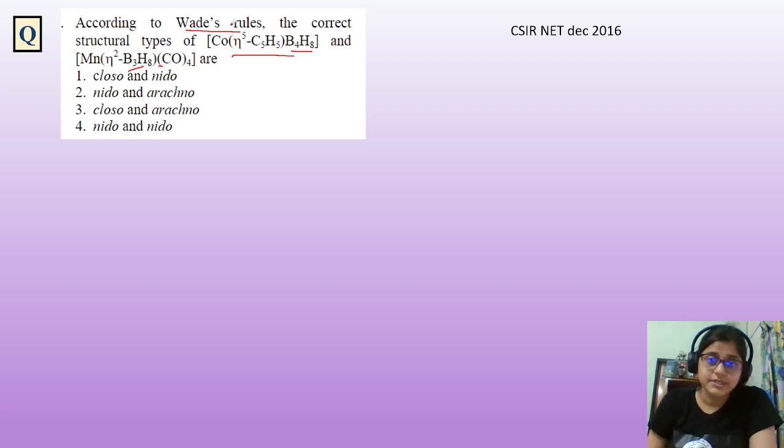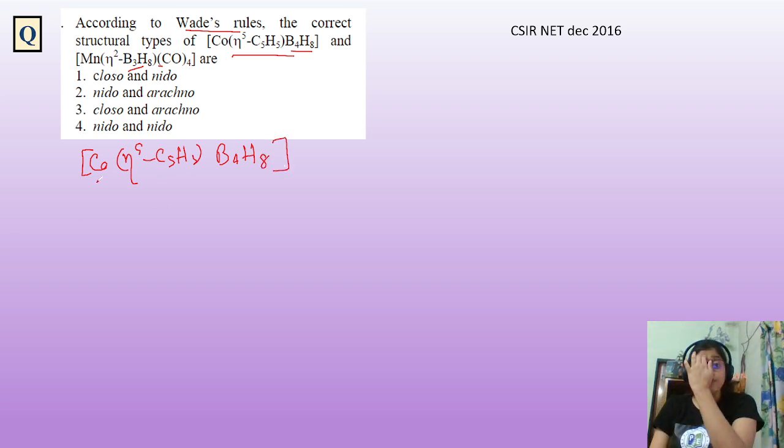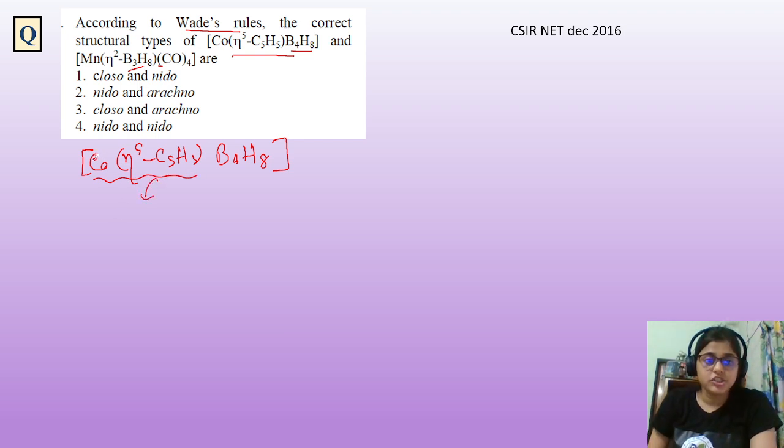The two boron is present. Okay, fine. So now what we will do is that for the first case, let's write η5-Cp, H5 is there, and B4H10H8. Okay. So first we have to convert it to a BH fragment.